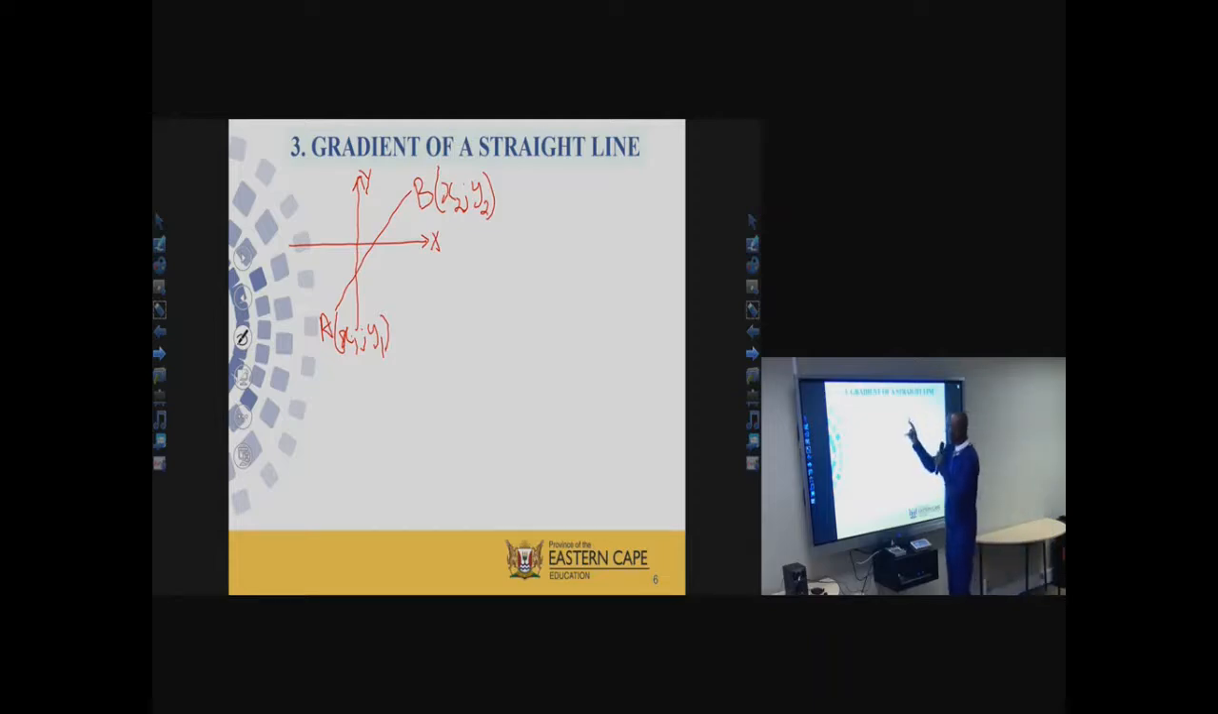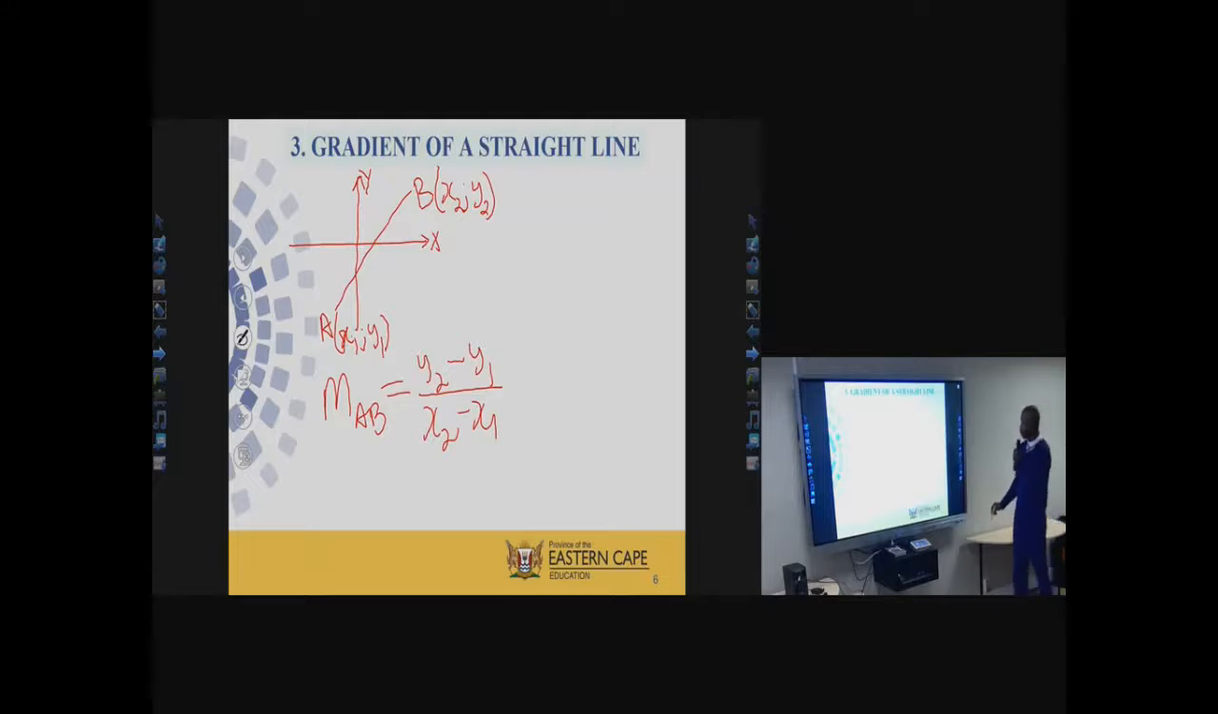Right. Now, what happens there is that you are finding the gradient of a straight line. Now, the gradient of a straight line is simply change in y over change in x. Now, when you talk of change in something, you are literally talking about the difference. If you are talking about the change in y, you are saying what is the difference between y2 and y1, or the distance between y1 and y2. So in other words, you say the gradient of the line AB in this case will be change in y, which means it will be y2 minus y1 over change in x, which is x2 minus x1. So that is basically the formula that you use to calculate the gradient.